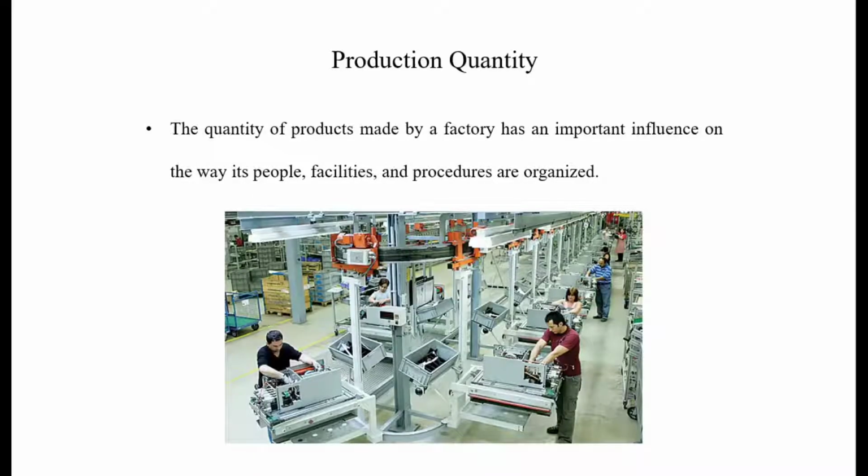The quantity of products made by a factory has an important influence on the ways its people, facilities, and procedures are organized. So we can say the production quantity of a factory has great influence on the layout of the factory.